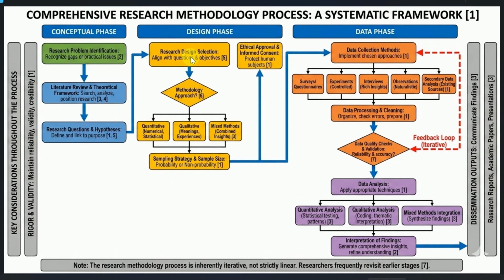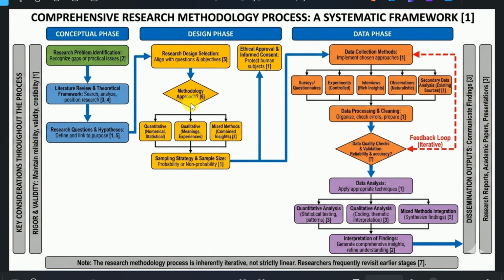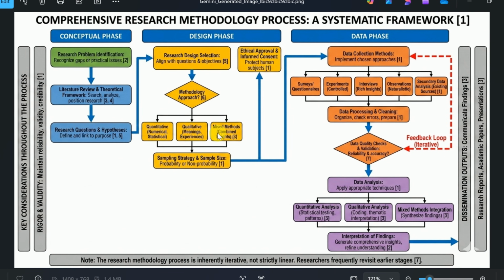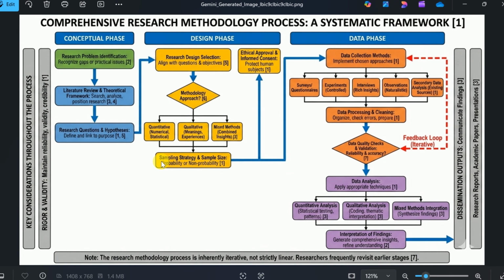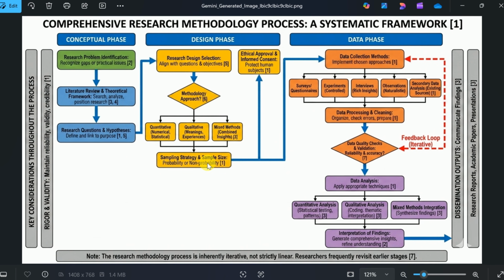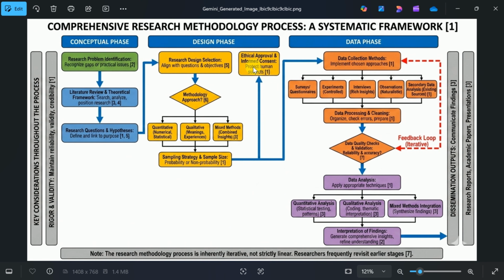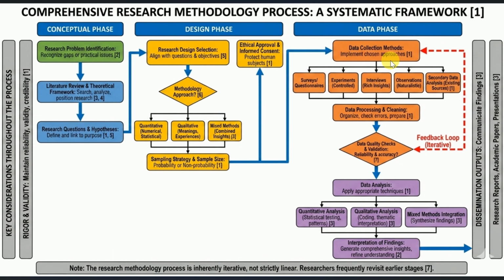Under the methodologies, you can see we can choose from 3 different approaches. These include quantitative methods, qualitative methods, and mixed methods. Further, this is followed by sampling strategy and sample size determination. Then we need to seek ethical approval and informed consent. Phase 3, Data Collection and Analysis.